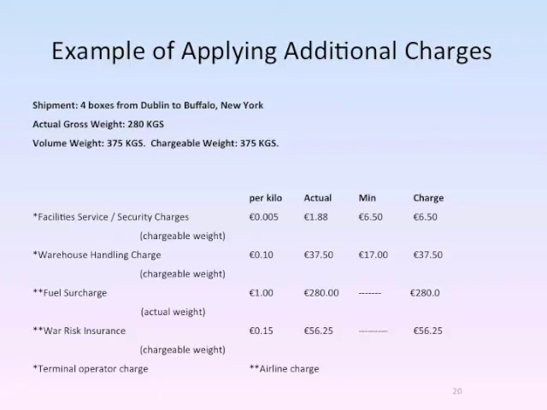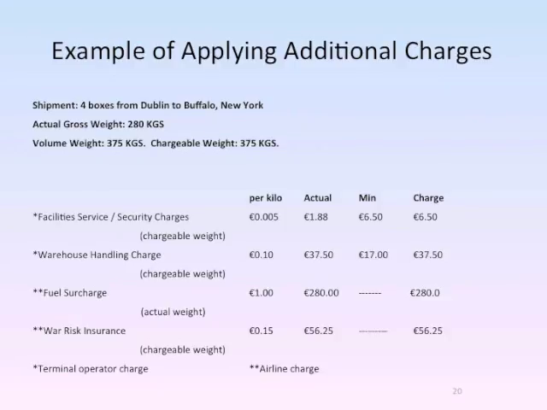So it's very important to look and see what the gross weight is and what the chargeable weight is, because these rates are based either on the chargeable weight or on the actual weight of the shipment. So the first one here is the facility service security charges, and it's based on the chargeable weight. So it's €0.005 multiplied by 375 kilos, and it gives us an actual charge of €1.88. There is a minimum of €6.50, so the €6.50 rate applies.